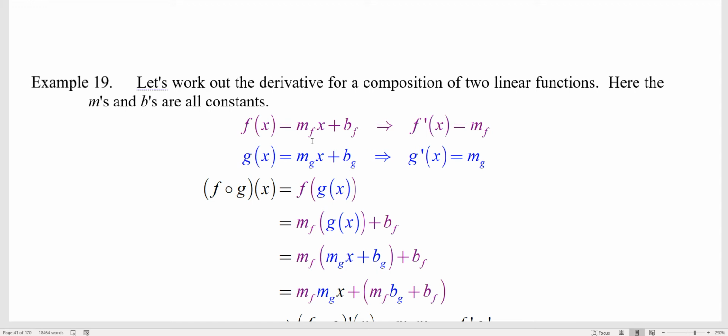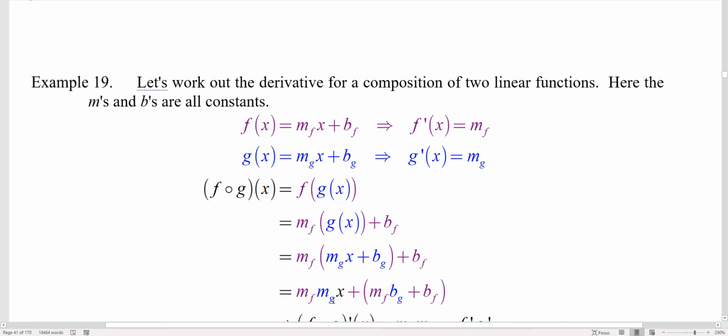F composed g of x is f of g of x. So you take the formula for f of x, m sub f x plus b sub f, and where the x is, you replace it with parentheses and put in there what's in those parentheses: g of x. g of x is m sub g x plus b sub g, so you put that in there. Now we're just using the distributive property to multiply both of these terms by m sub f. And so you get m sub f times m sub g times x plus m sub f times b sub g plus b sub f.